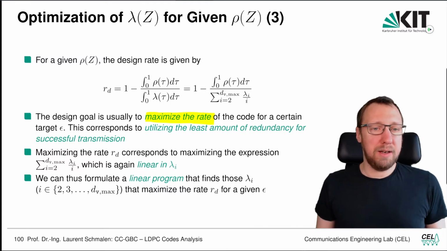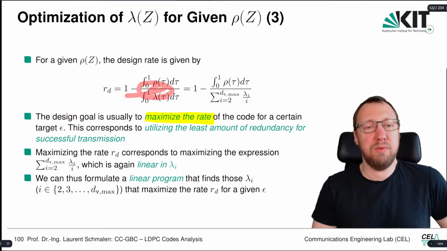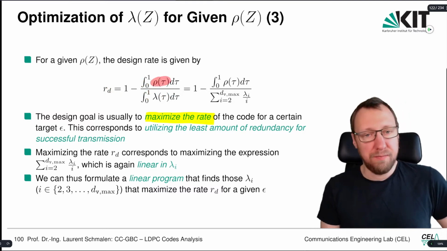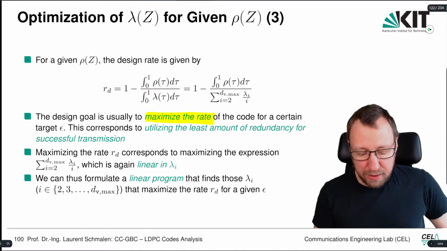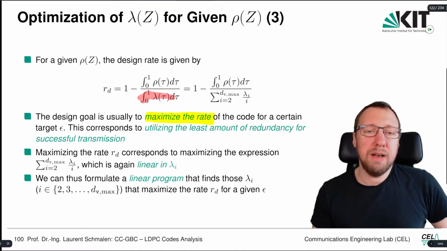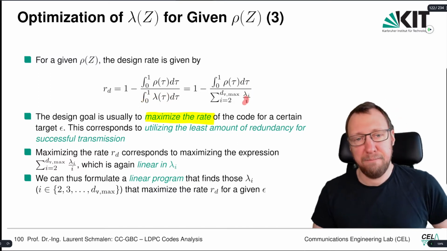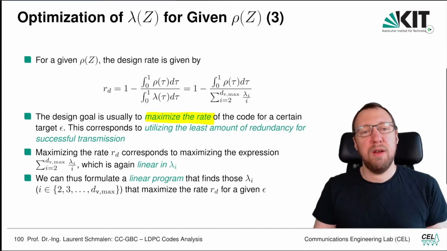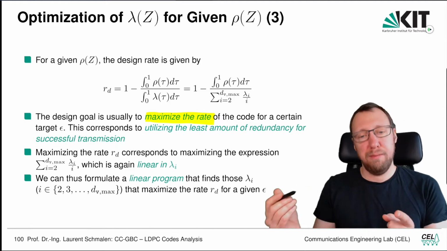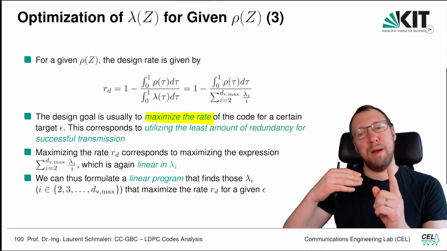So we start by the definition of the rate, and the rate can be expressed in terms of the degree distributions. Rho is given, so the numerator is a constant. That is something that we know. And if we look at this integral in the denominator, this integral is nothing else than the sum over lambda i divided by i. We insert lambda of z, we integrate, we have lambda i times z to the power i minus 1, which integrated is lambda i times z to the power i divided by i.